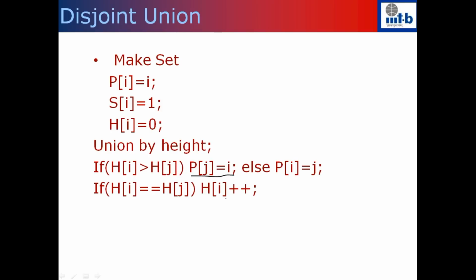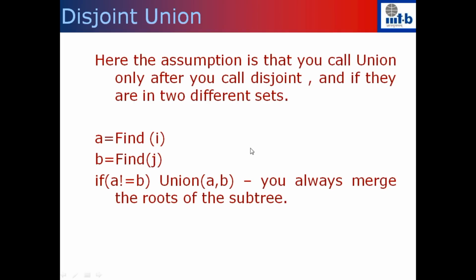So I appropriately update the height. In all our discussions, we have been assuming that the union is called only after you call disjoint, and even after you call the disjoint, only if they are in two different sets do you call the union. That is the assumption when you talk about the time complexity of union.